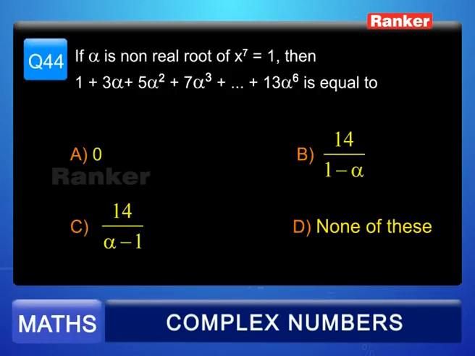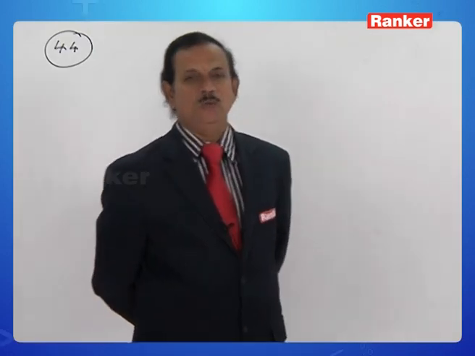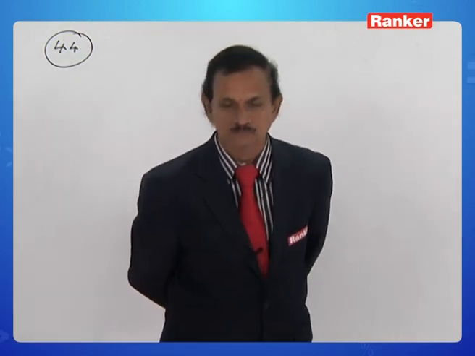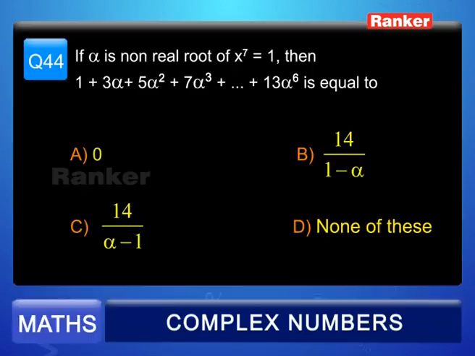Well, alpha is a non-real root of x power 7 is equal to 1. Then 1 plus 3 alpha plus 5 alpha square plus 7 alpha cube, and so on, up to 13 alpha power 6 is equal to. He is asking about the value of that 1 plus 3 alpha plus 5 alpha square plus 7 alpha cube and so on. How can we trace that? Of course, the options given here are: first option is 0, second option is 14 by 1 minus alpha, third option, that is option C, is 14 by alpha minus 1, and the fourth option is none.